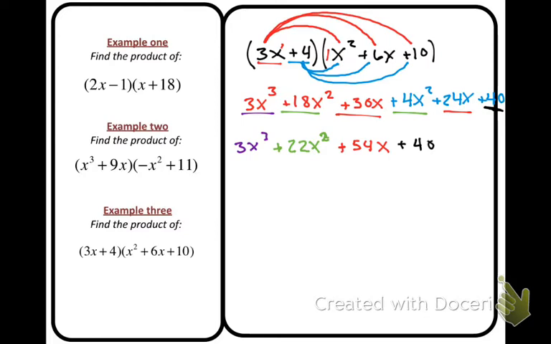So then we look at our answer. It's in standard form. Our exponents are decreasing. Right, we got 3, 2, 1, and then none. And there are no other like terms to combine. That is our final answer.